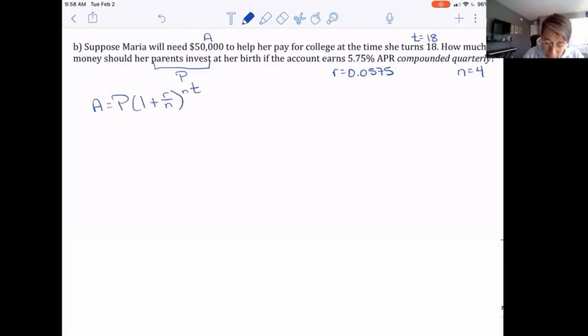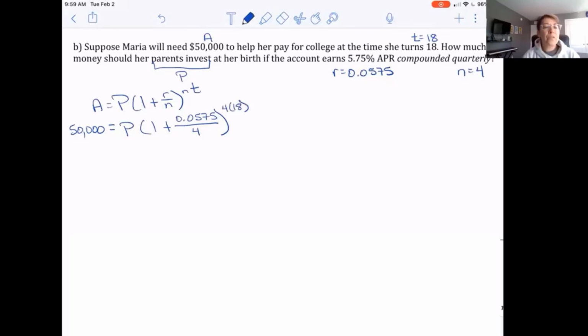So this time they gave us the 50,000 as our A value. We're trying to solve for P. We have 1 plus our interest rate of 0.0575 divided by our number of compounds, which is 4, to the exponent of 4 times 18.